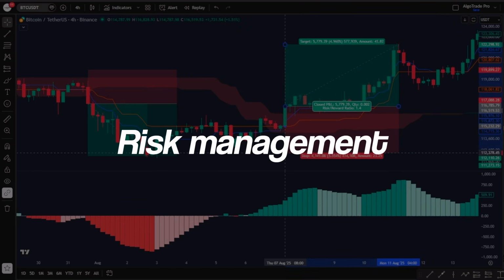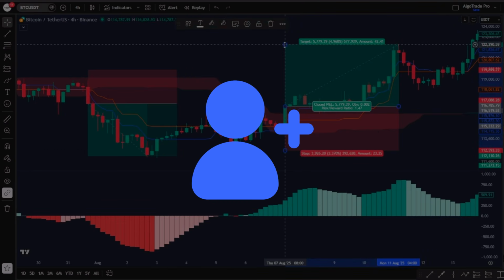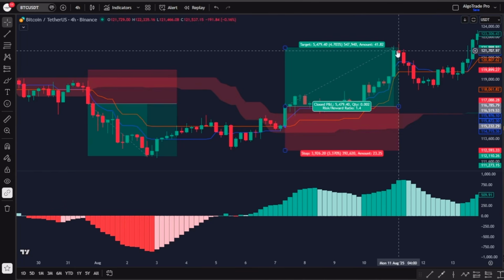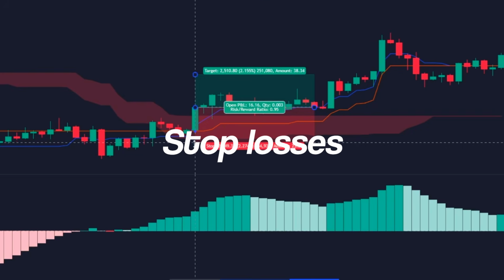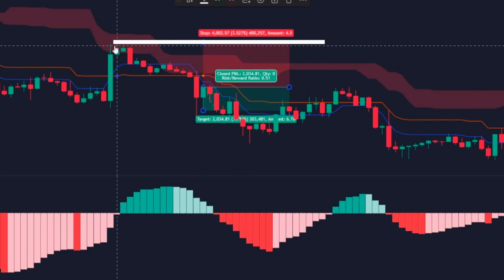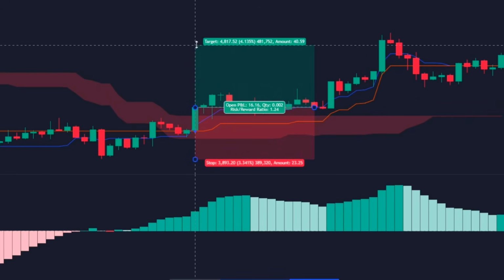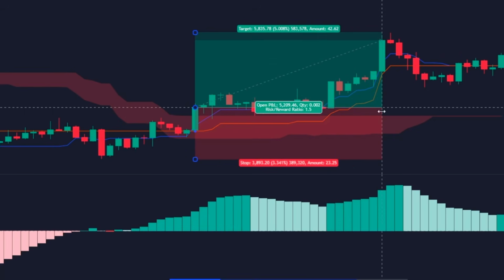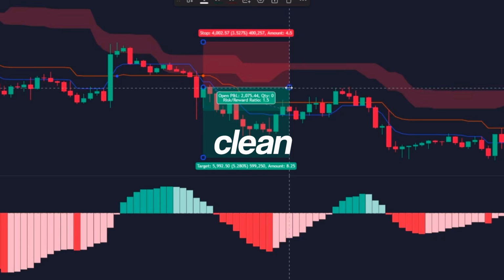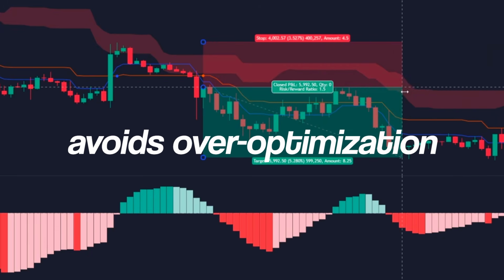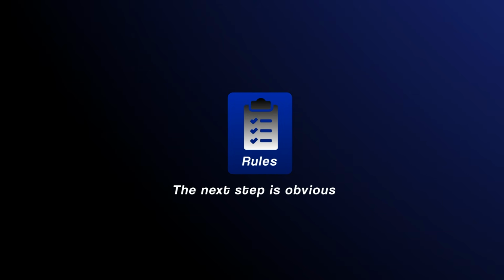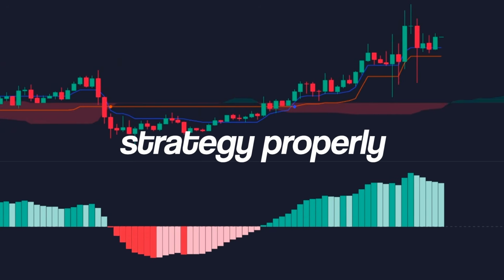When it comes to risk management, the subscriber didn't specify any rules, so we'll define them with a basic but realistic approach. Stop losses will be placed at the most recent swing low for long positions or swing high for shorts, and then we'll define a take profit on the 1 to 1.5 risk to reward level. This keeps the test clean, realistic, and avoids over-optimization. Now that we have defined the rules, the next step is obvious. We need to test this strategy properly.